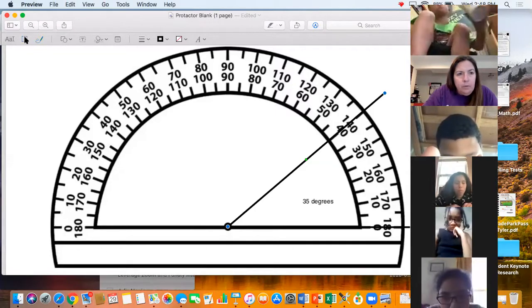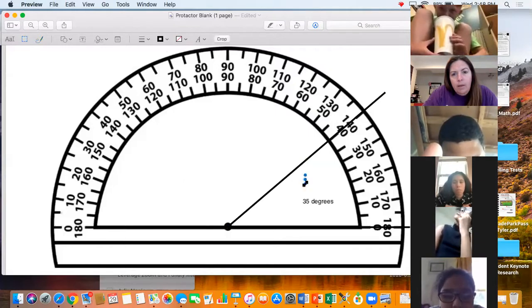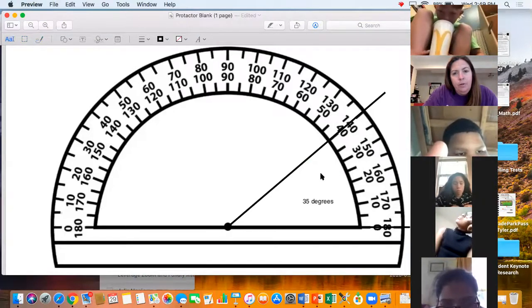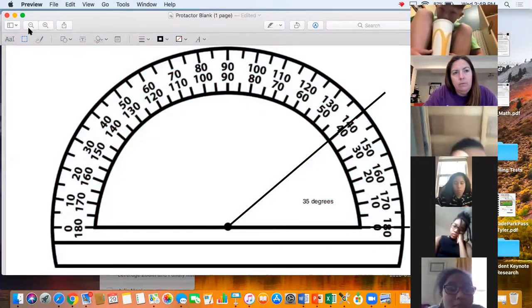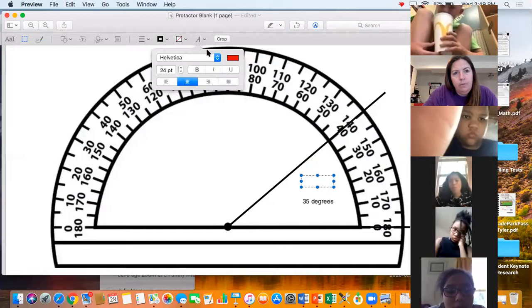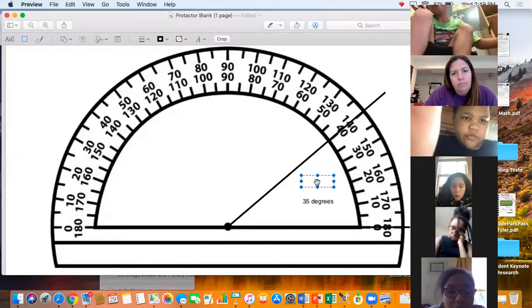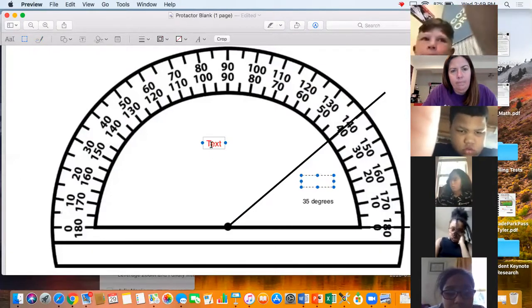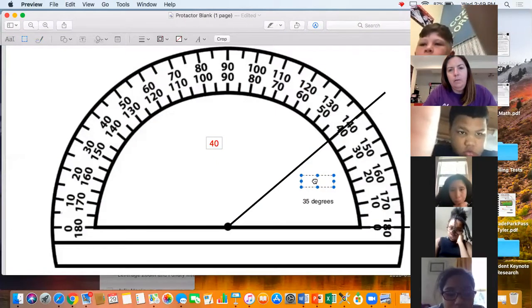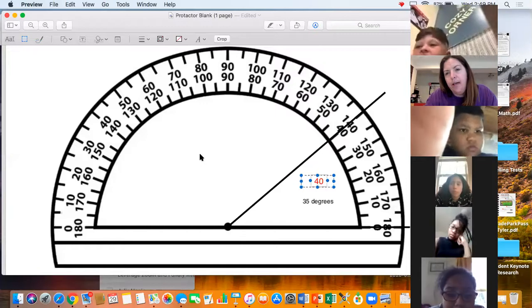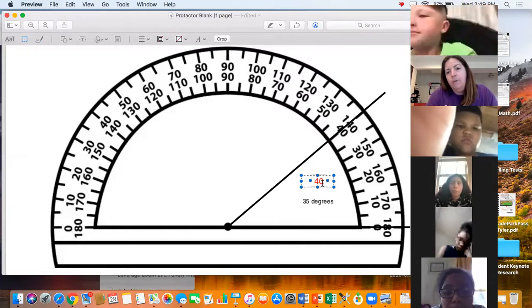So this angle that I just drew, let me see if I can type in it like I'm supposed to. This is a 40-degree angle. Do you see that? Right? This is a 40-degree angle.